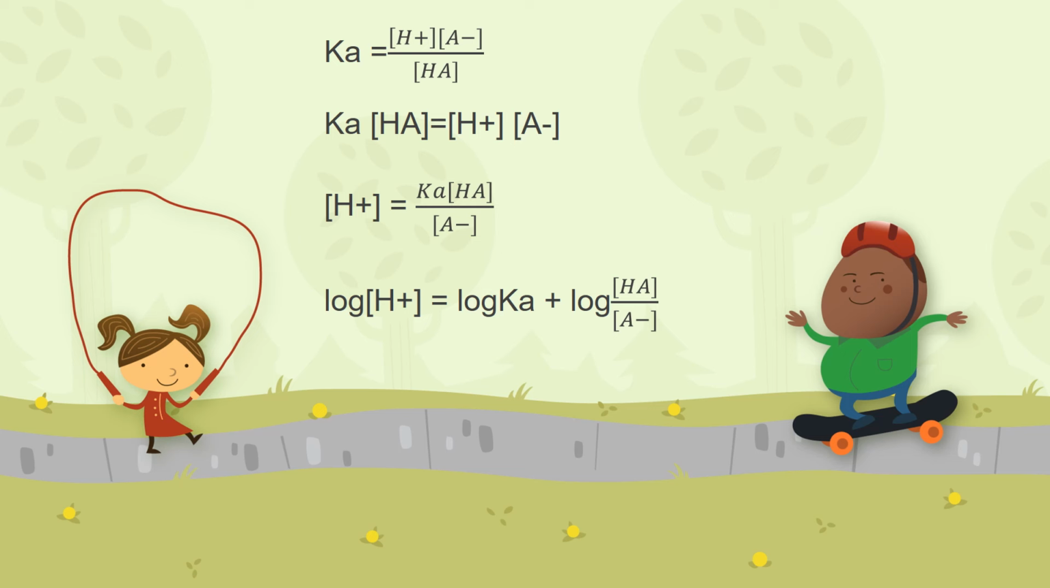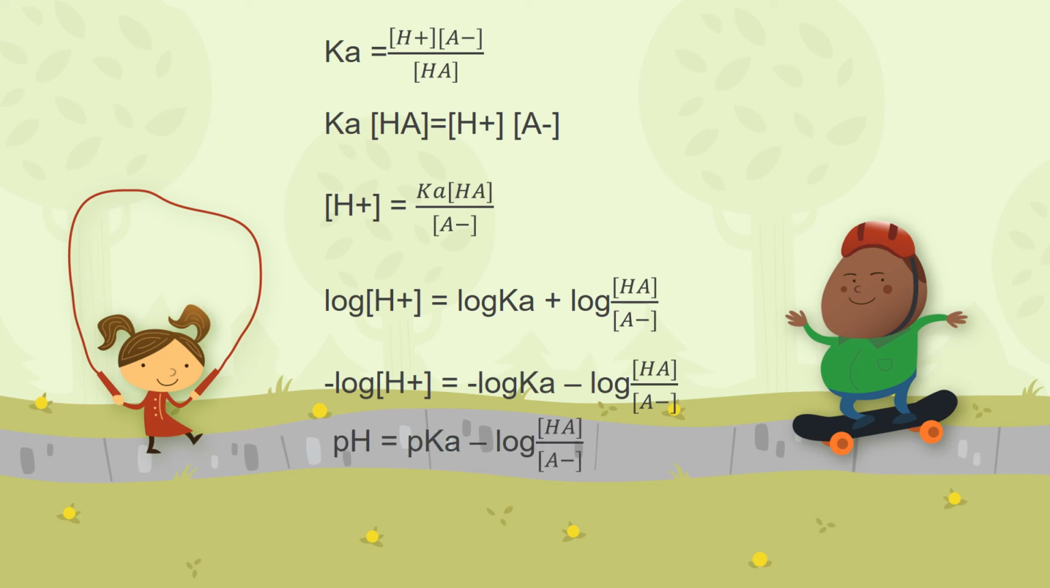If you take the log and then multiply by minus, by definition the negative logarithm of hydrogen ion concentration is the pH, and the negative logarithm of Ka is pKa. So you can derive the equation: pH is equal to pKa minus log of the concentration of weak acid divided by the concentration of conjugate base. You can modify this equation: pH is equal to pKa plus log of the concentration of conjugate base divided by the concentration of weak acid.